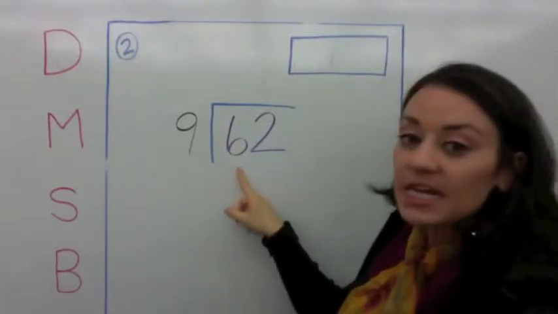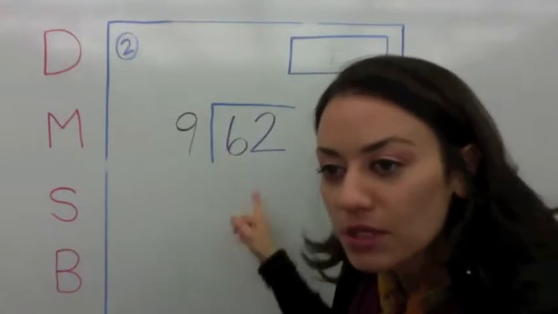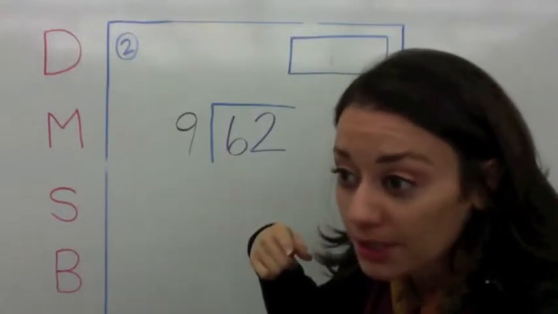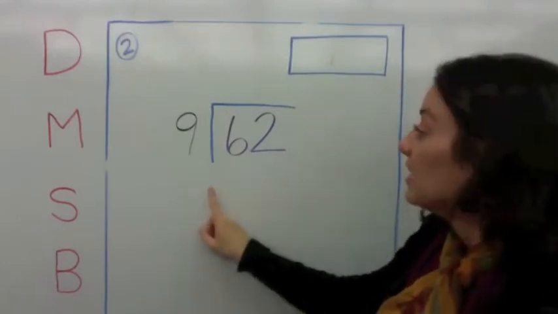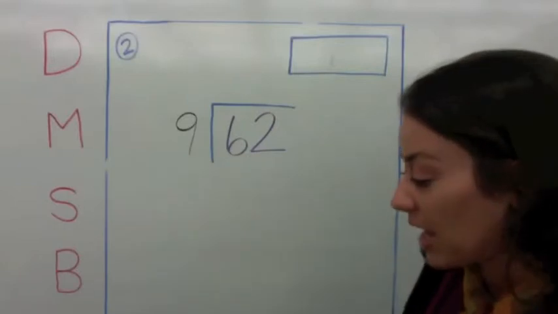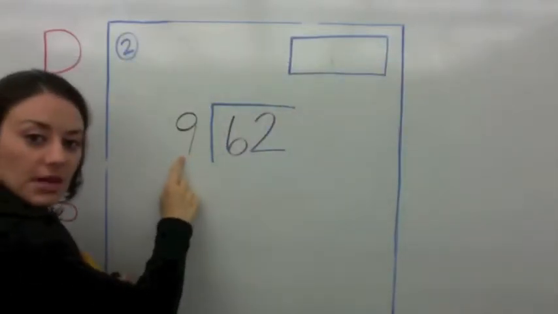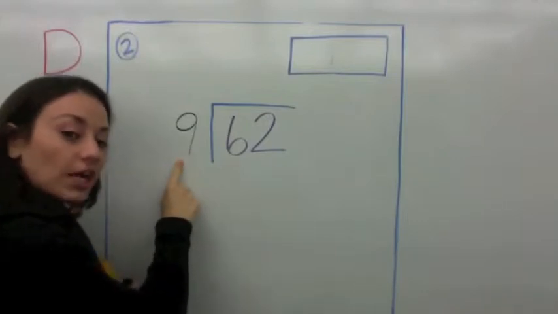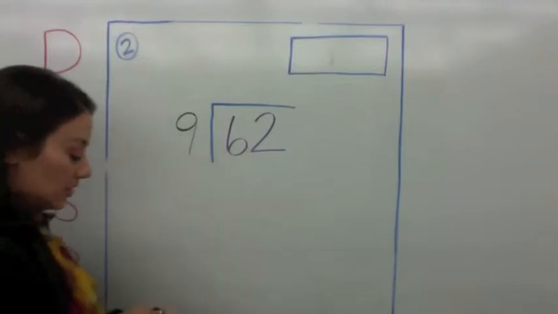Let's read the next problem together. It says 62. Read it with me. I don't do this for myself. I know how to do this. So let's learn. This is 62 divided by 9. Okay, so we're going to skip count by what number? 9. We're going to get to a number that comes before 62. Okay, so let's skip count by 9.